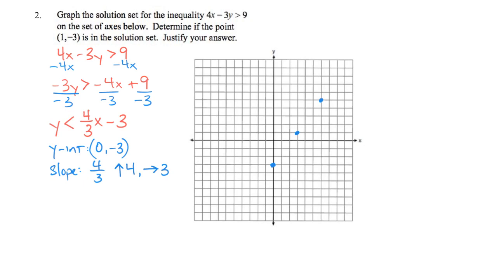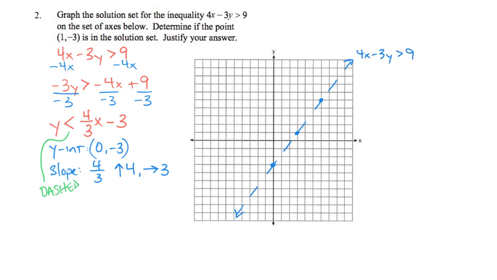Because my inequality sign does not have equals to, that means we are talking about dashed. So now I can take my ruler and draw in my line, and I need to make sure that I draw it dashed. So this is 4x minus 3y is greater than 9.